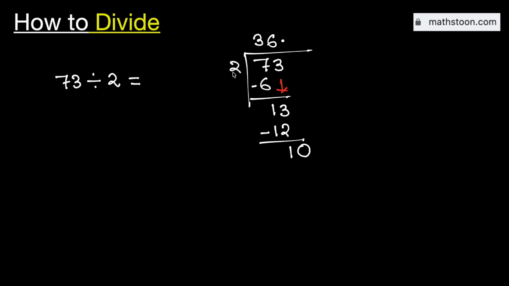And we know that 2 times 5 is equal to 10. Subtract, we get 0. As we have got the number 0 and there is no number to bring down here, so we will stop. Therefore, 73 divided by 2 is equal to 36.5, and this is our final answer.